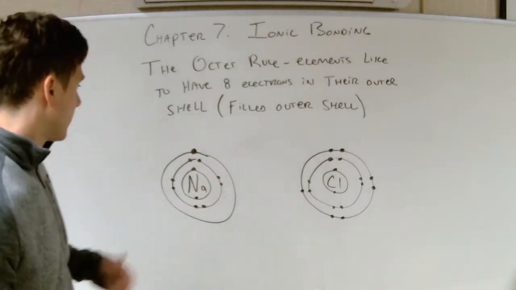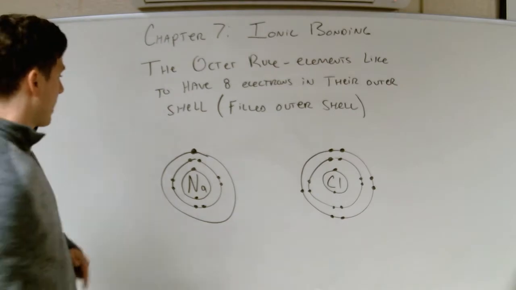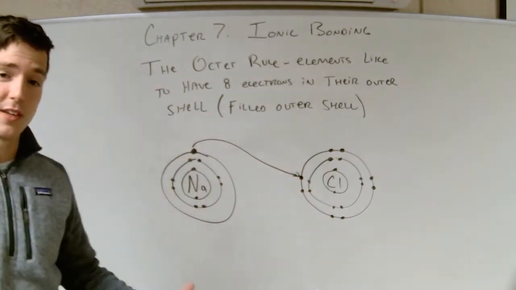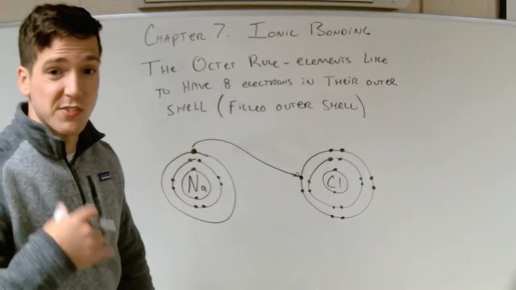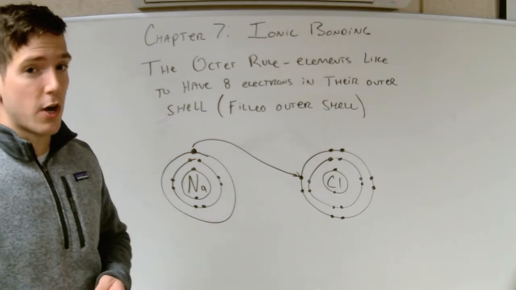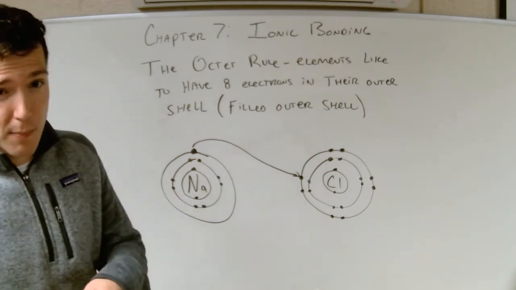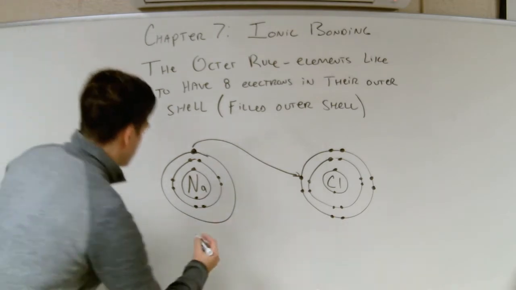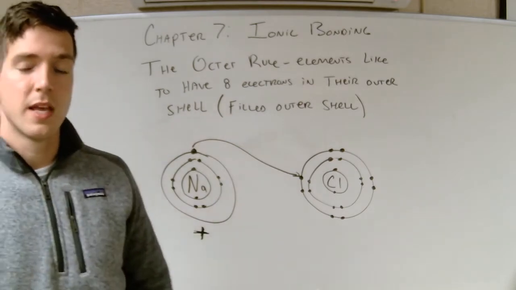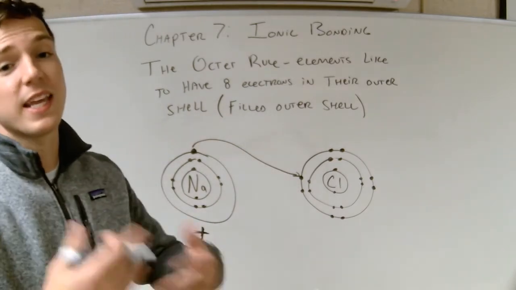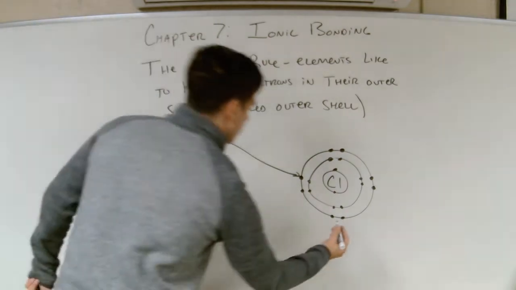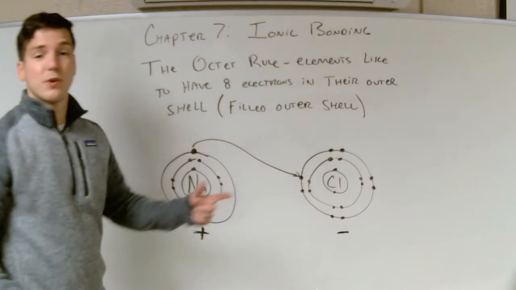So what's going to happen here is that sodium is going to be like, hey, take my electron. Chlorine's going to be like, hey, thanks for the electron. Well, when sodium gives up an electron, what happens to it? Remember, those electrons are negatively charged. So if sodium gives up a negatively charged particle, sodium becomes positive. Right? And then what happens to chlorine when it gains a negatively charged particle? It becomes negative. So this will become positive 1, that will become negative 1.